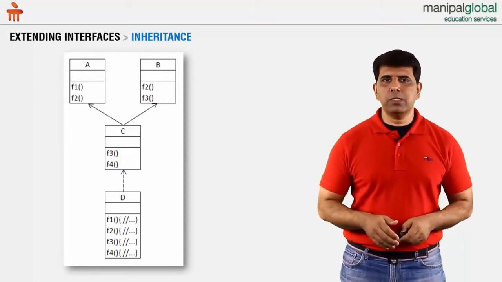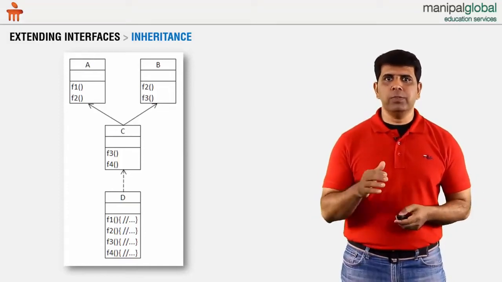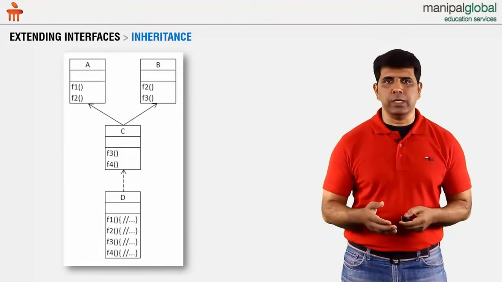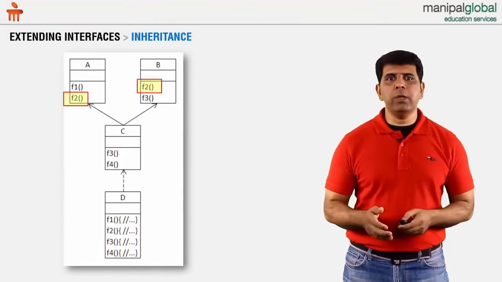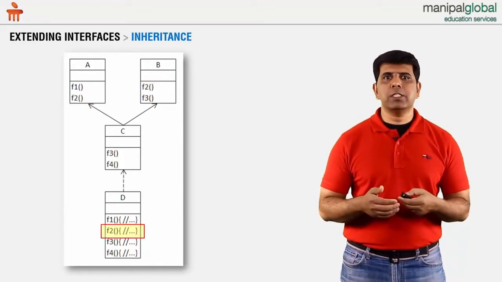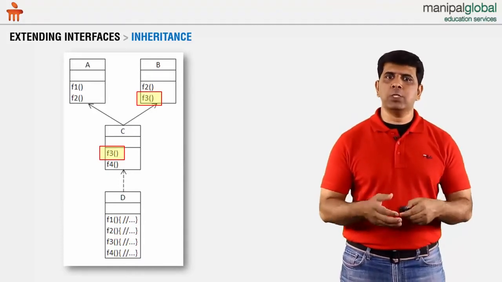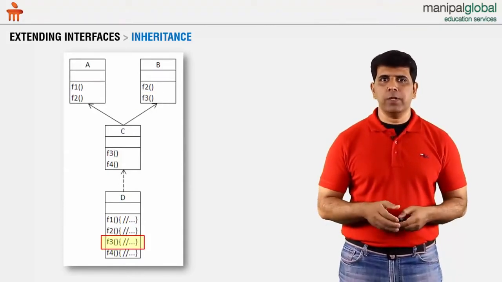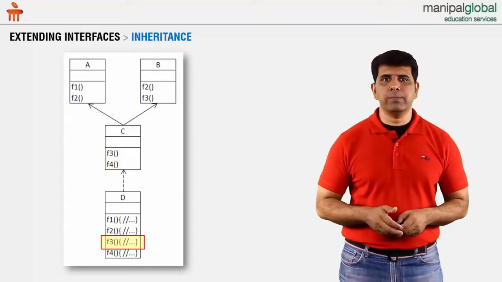Now, when a class D implements the interface C, it needs to take care of certain things. Number one, the method F2 coming from A and B has to be implemented only once. Similarly, the method coming from C and B, that is F3, has to be implemented only once. This has to be taken care of by the implementer of class D.